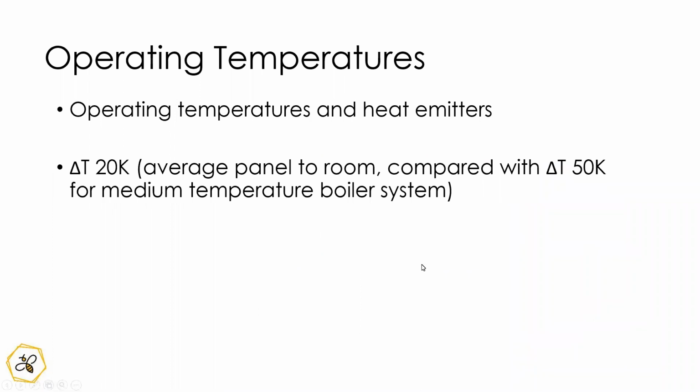So just again, a note about operating temperatures. Your boiler system will be delivering heat in the 60s and 70s, 70 degrees, and the difference in temperature between the average temperature in your system and the room that you're trying to keep at, say, 20 degrees, that's the delta T that we're talking about when we look at radiators.